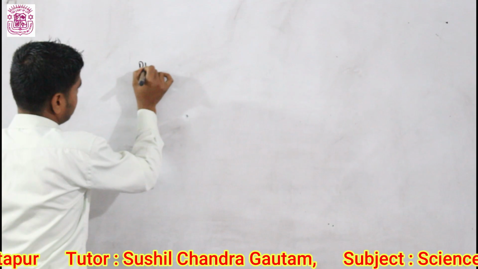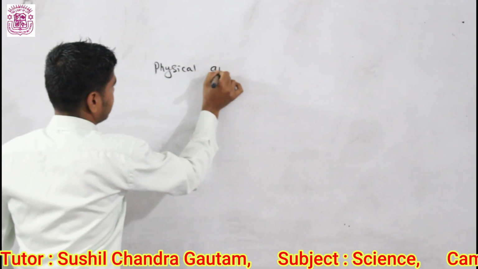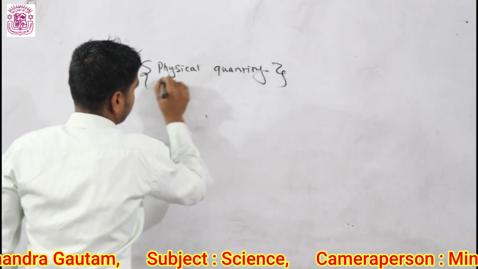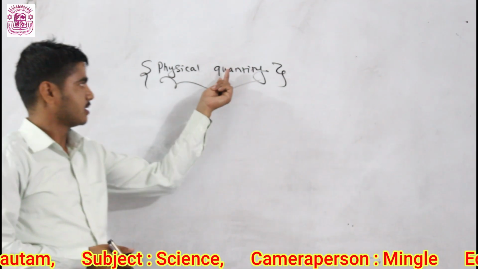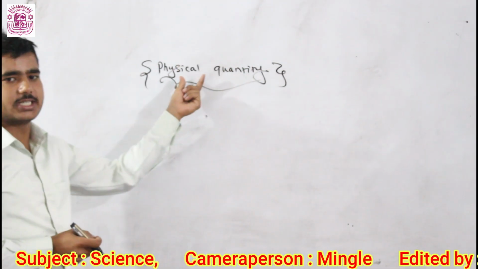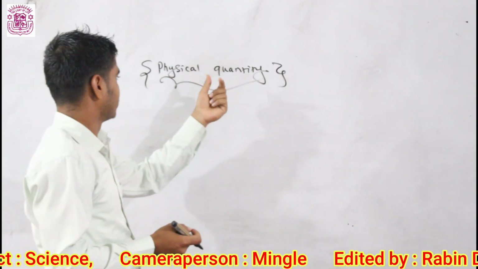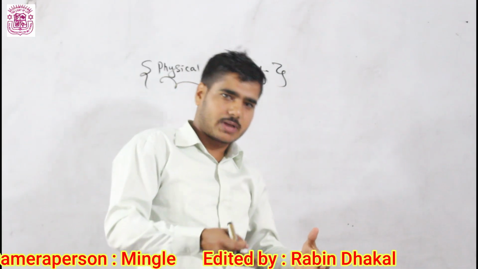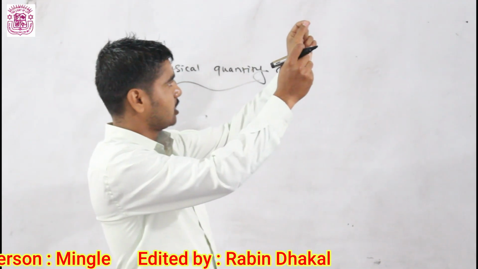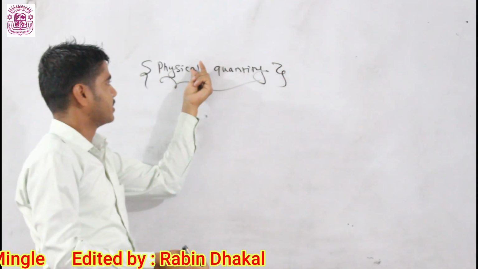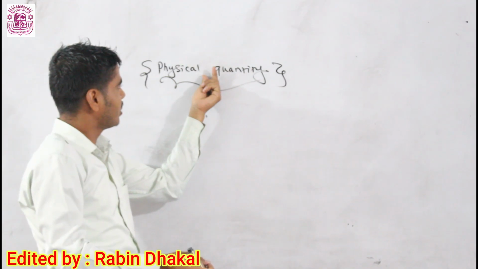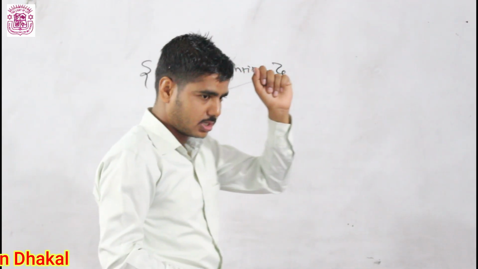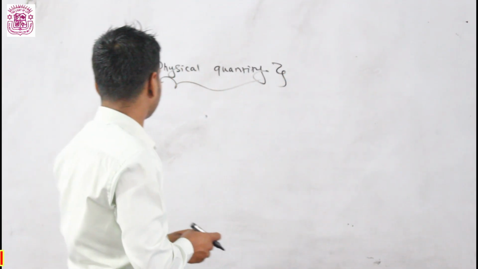Today, before entering the topic of measurement, we should be clear about two terms: physical quantity and non-physical quantity. Physical quantities are those quantities which can be measured. For example, you can weigh mass, you can measure the distance between two points, you can measure time. These are all physical quantities. Physical quantities are those which can be measured, and non-physical quantities are those which cannot be measured.